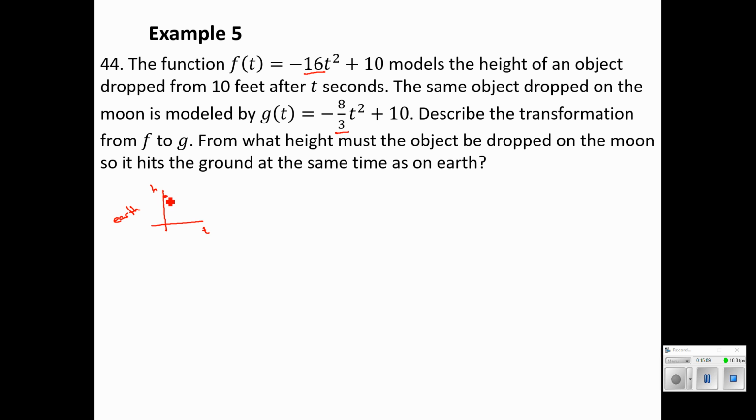And if we do that on the moon, same axes of time and height, we start at the same height, it's going to take much longer for that object to reach a height of 0. So it's going to cover much more distance this way. So it's going a certain factor slower. All right, well, what is the transformation from f to g?